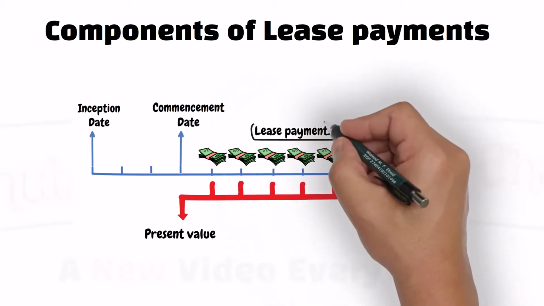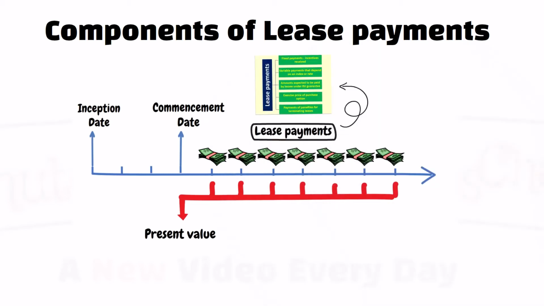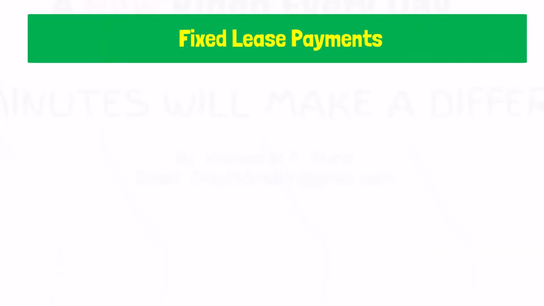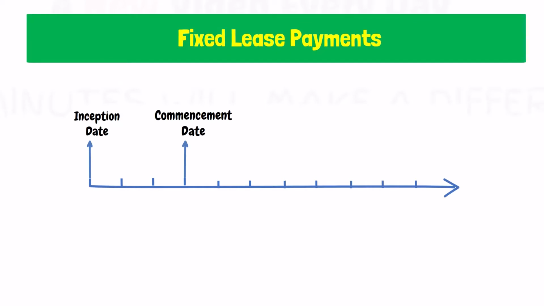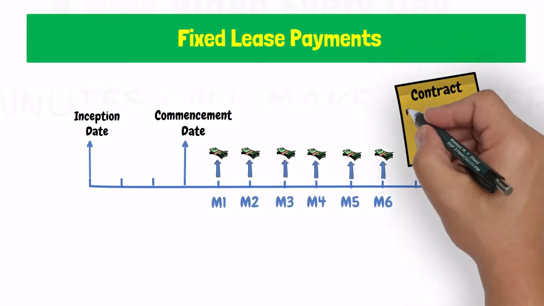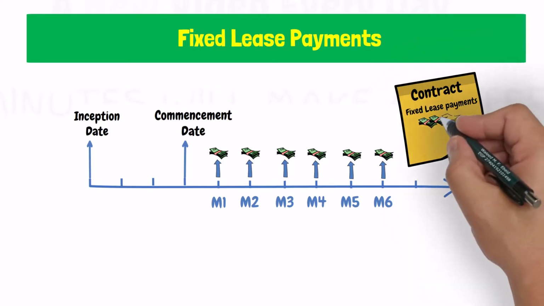Lease payments include several components that you should consider in the initial measurement of the lease liability on the commencement date of the lease. The first component of the lease payments is fixed lease payments. These are the fixed payments that are made periodically by the lessee to the lessor, and they are usually stated clearly in the contract.